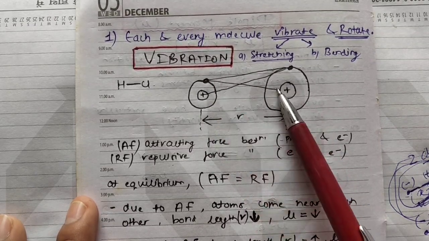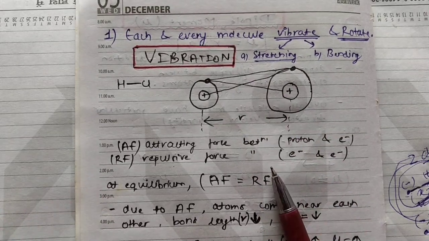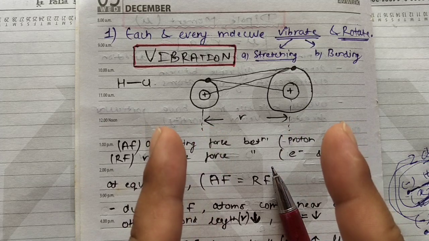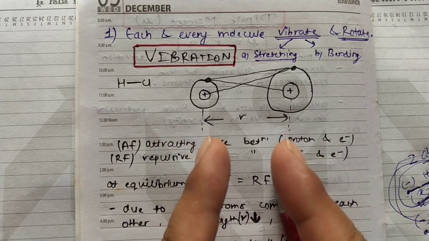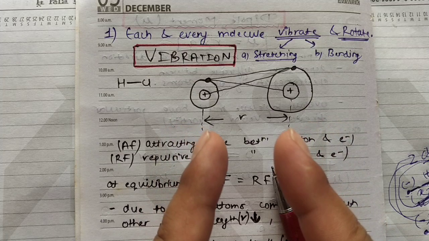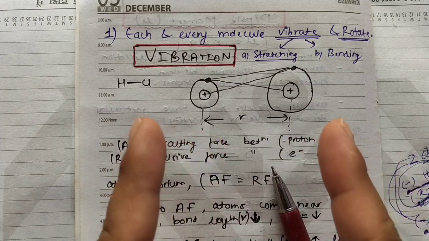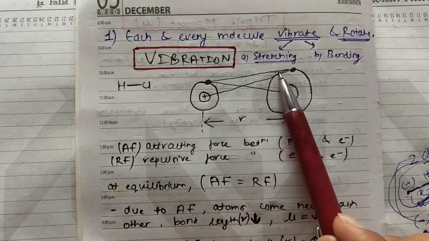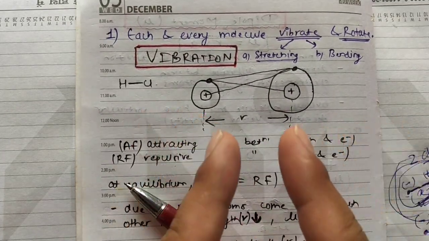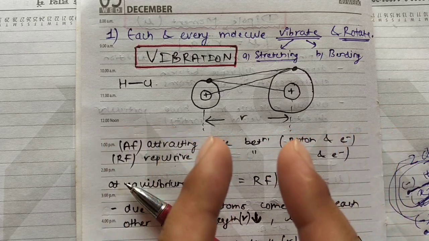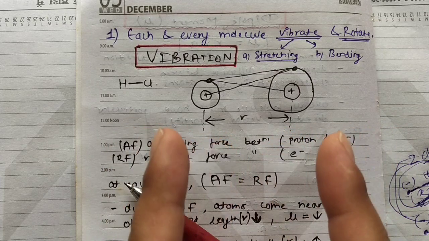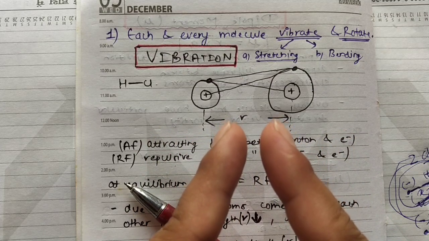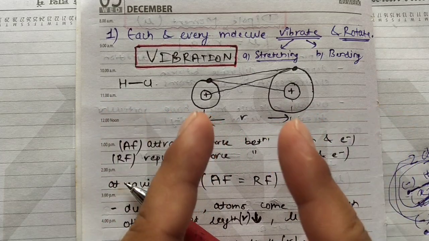So there is an attractive force between the electron and proton, due to which hydrogen and chlorine will come together. So the bond length will decrease. Listen carefully, the bond length will decrease due to the attractive force. Now when they come close together, the electrons in the outermost shells, because of their negative charge, will repel each other, due to which hydrogen and chlorine, after coming close together, will now move apart from each other.